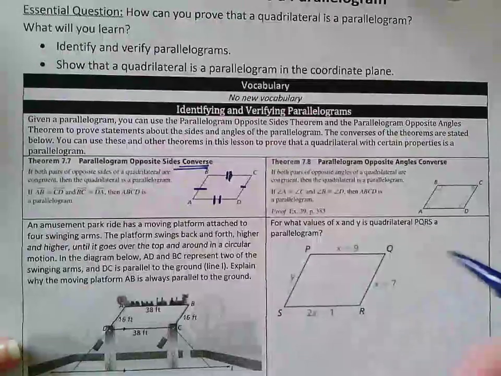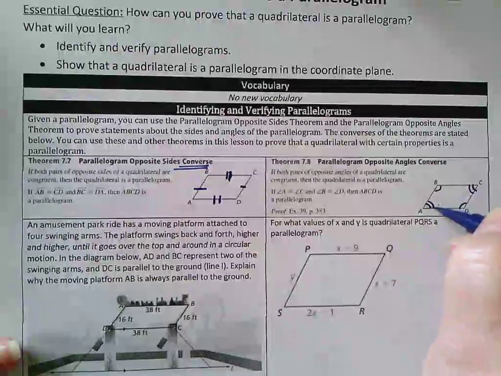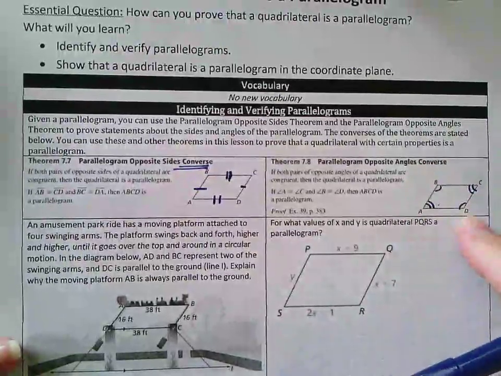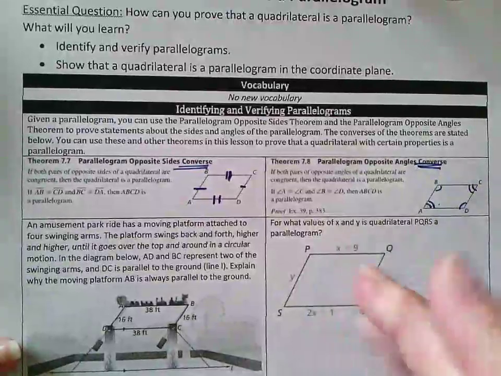The other thing is the opposite angles. We talked about these before. If opposite angles are congruent, this is a parallelogram because it's the converse. Okay, so let's do a couple of examples.